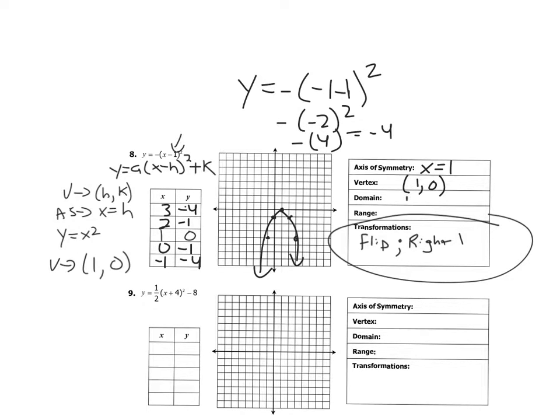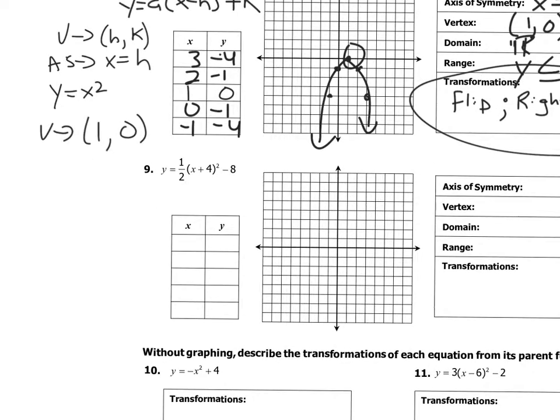All right, so your domain, all reals. And your range, this is a maximum, so that means it's going to be y is less than or equal to your y value of your vertex, which is 0. All right, next.